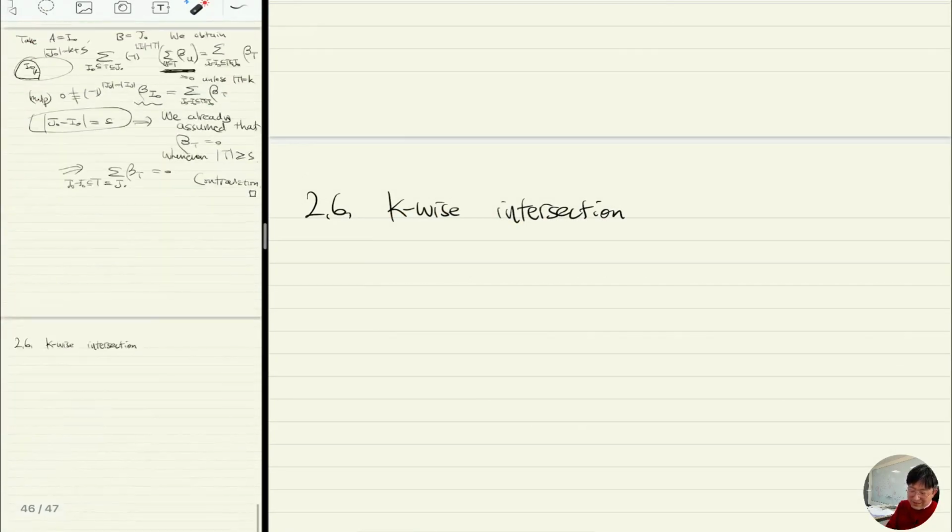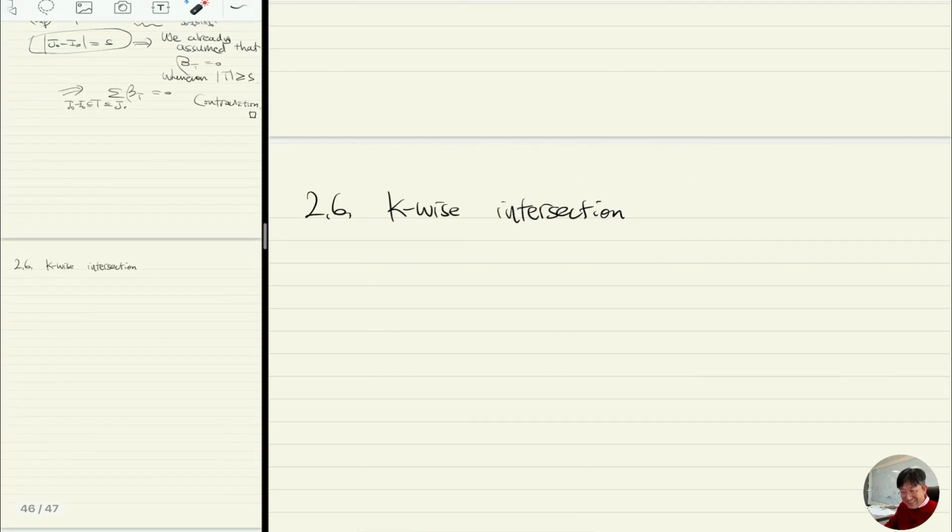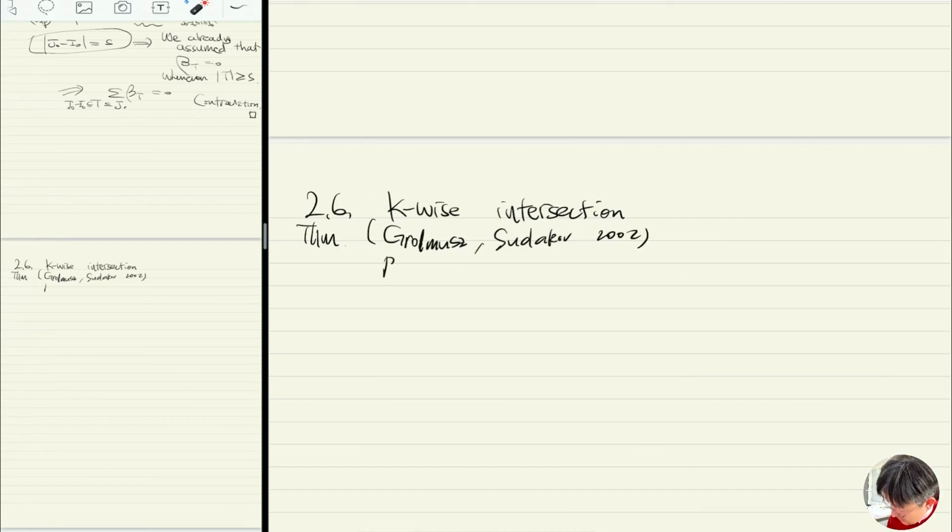All right, our next topic is a different generalization of these intersecting families. Here we are interested in the situation where, instead of having the intersection of just two members of that system, we want to have an intersection of k members and have some restrictions. So here's a theorem by Alon and Sudakov in 2002.